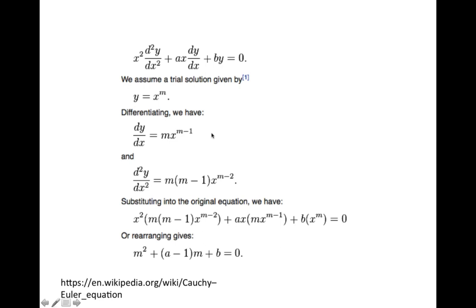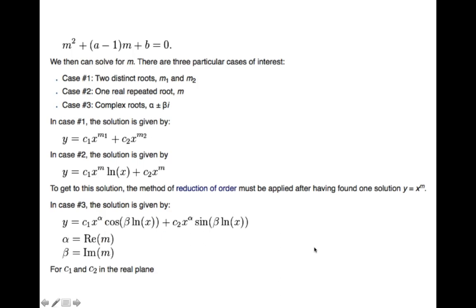Remember, m was our assumed solution power. So we have this quadratic equation in m once we've rearranged, and we want that to satisfy 0. So obviously, we can use the quadratic formula to solve for this, and anytime you use the quadratic formula to solve for anything, you have three possible cases.